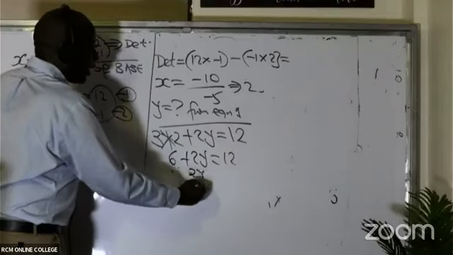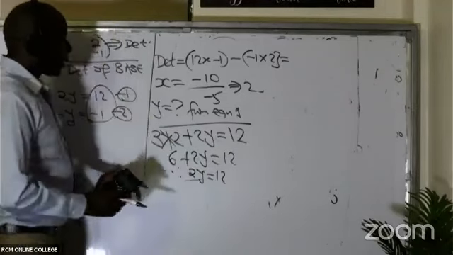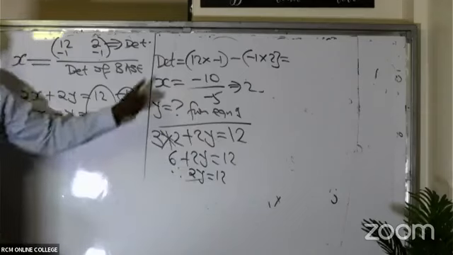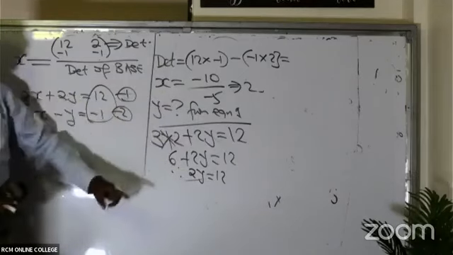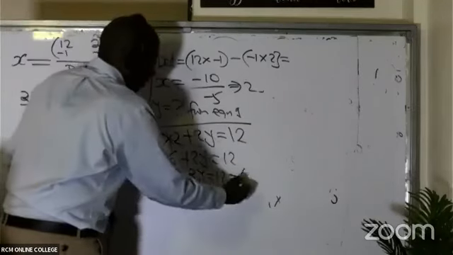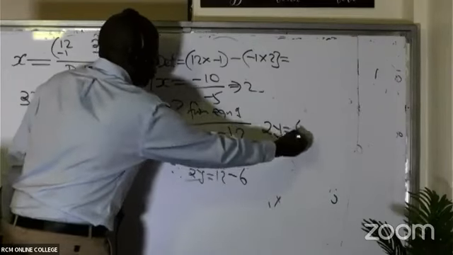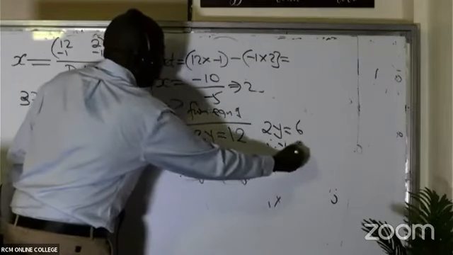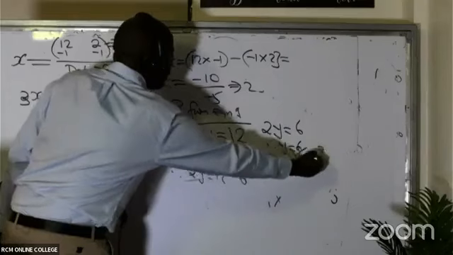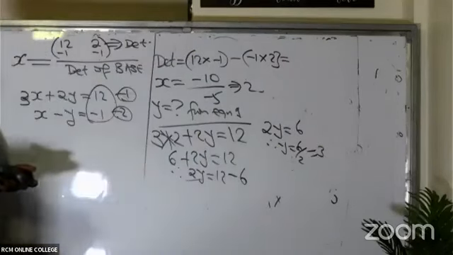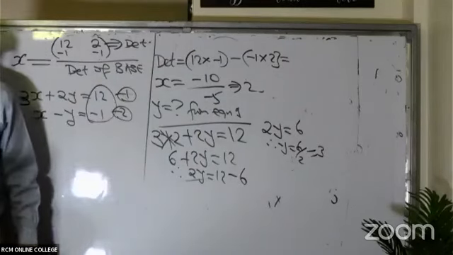Therefore, 2y will be equal to 12 minus 6. This 6 has to cross over to the other side. That tells me that 2y equals 6. Therefore, y will be equal to 6 divided by 2, which gives me 3. Like that. Paula is raising her hand.